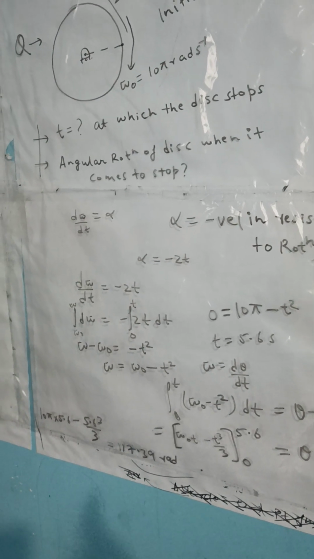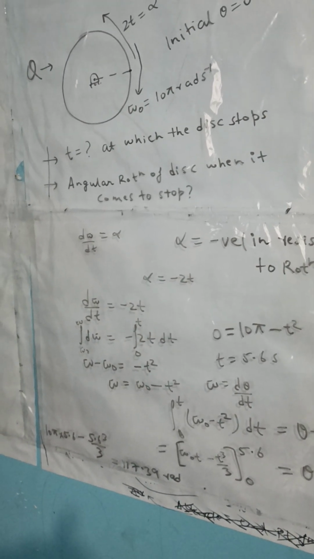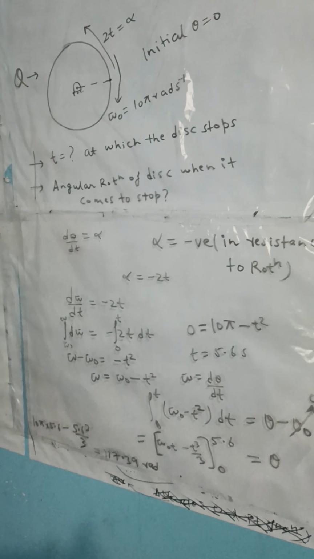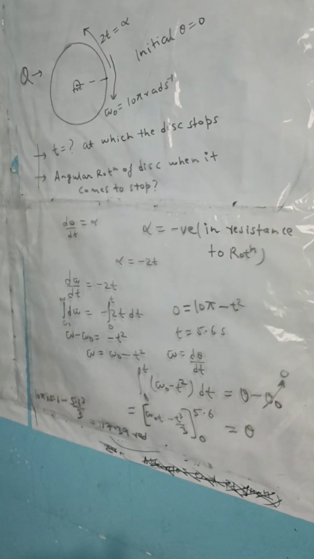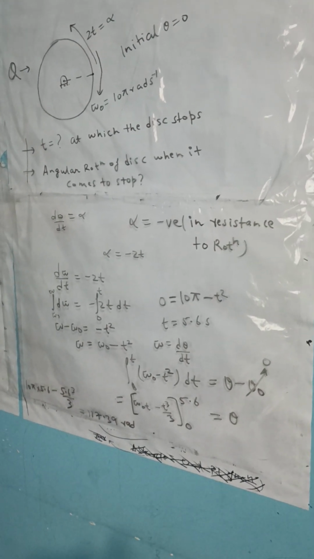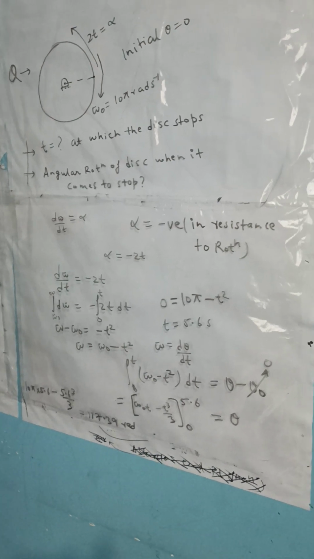The unit of angular displacement will be in radian for the rotation chapter, and omega will be in radian per second. This is the best suitable unit. So always convert the unit if it is not given in radians.